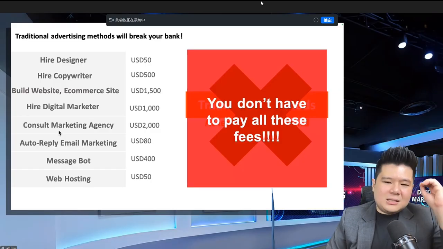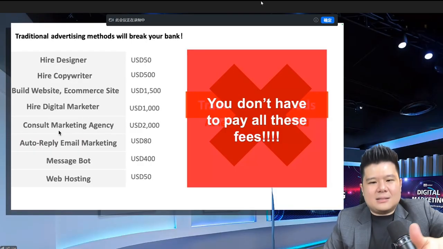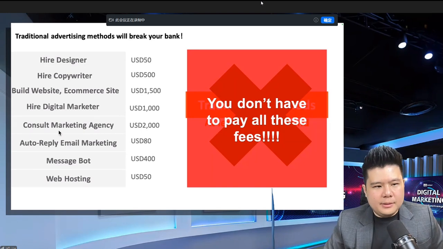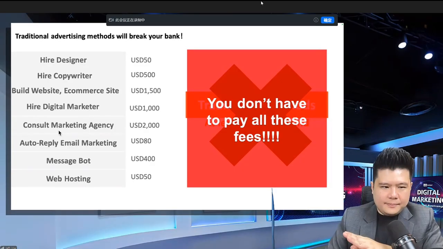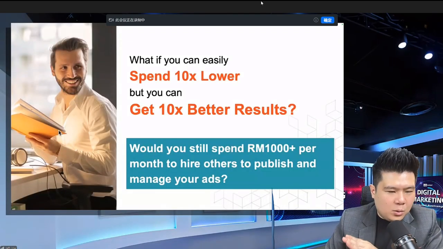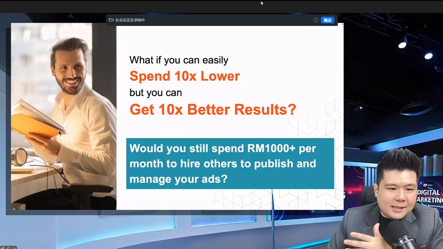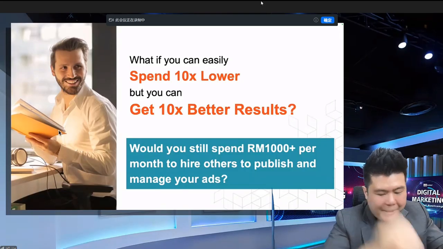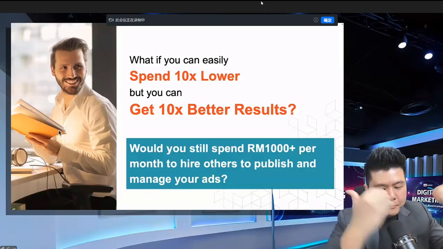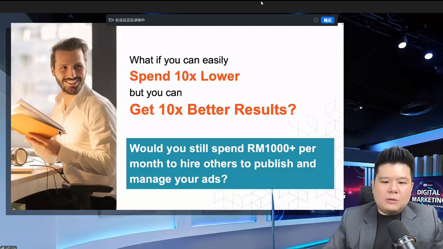Because why? You just take the money that you spend and do it yourself, and then you put the money into ads. I'm sure you will see some results. You don't have to pay for all these things, a designer, a copywriter, nothing. And you can spend 10 times lower and get 10 times better results. Like I say, use the money that you are supposed to spend on marketing, pump it into the ads, improve the traffic, bring in the crowd, throw in the right baits. After you test it, then you talk about how you're going to multiply it. Do that first. It's so easy.